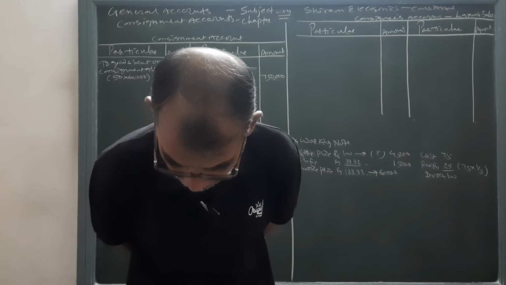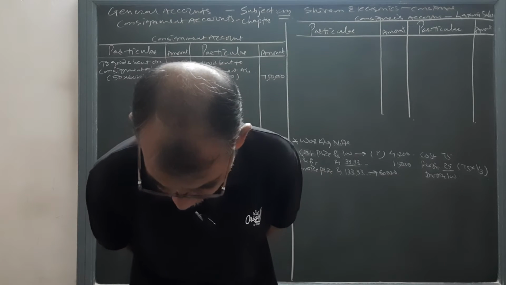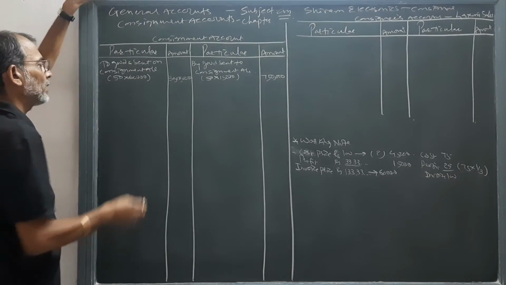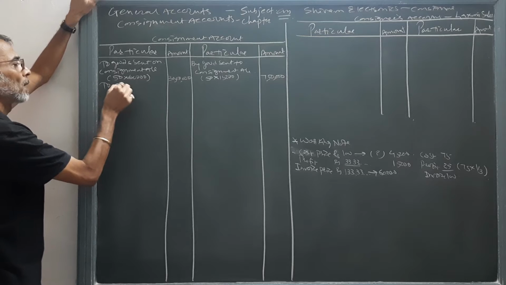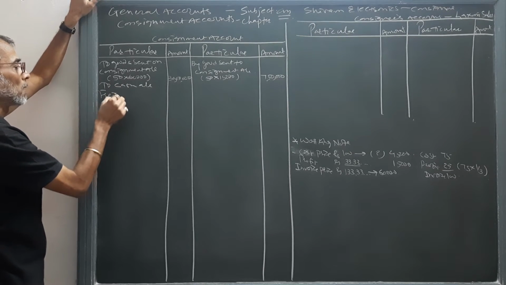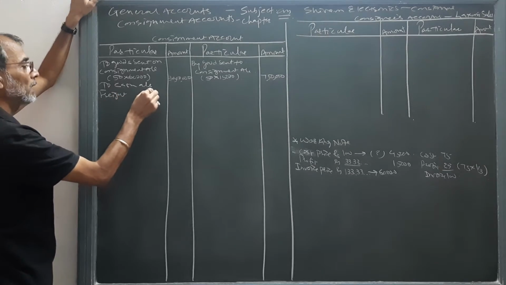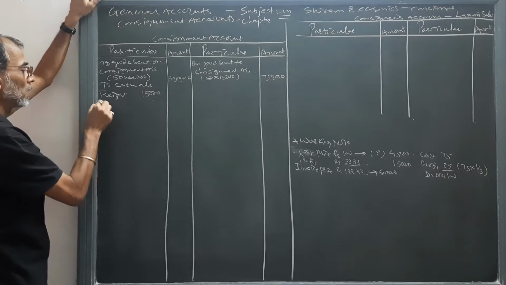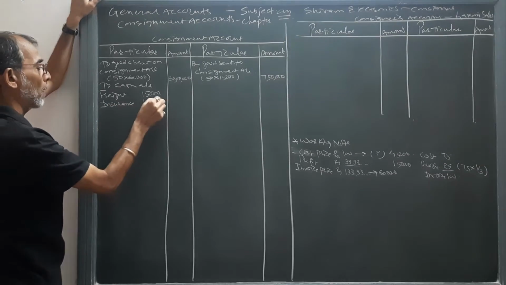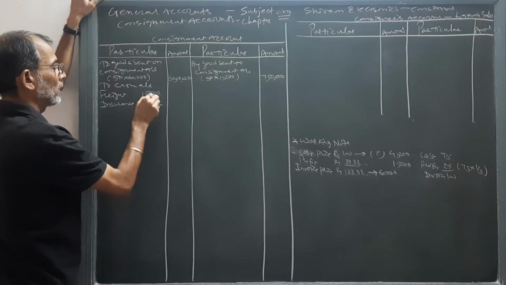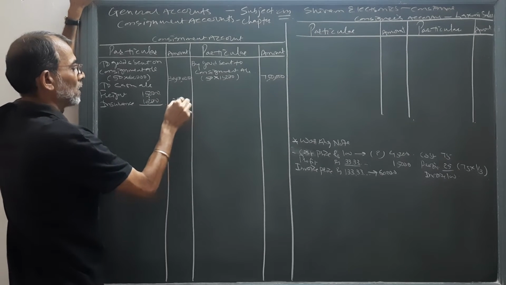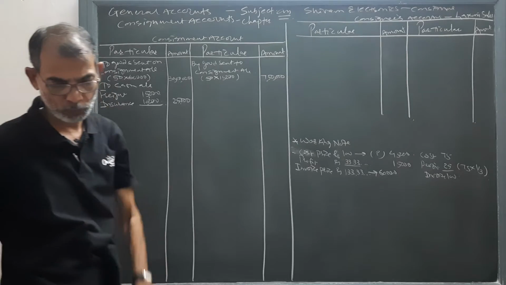Then it has been said that Shivam has paid 10,000 for freight and 15,000 for insurance. So on the debit side of the consignment account, I will write cash account, freight, that is 10,000, and insurance, that is 15,000. Amount would come to 25,000.